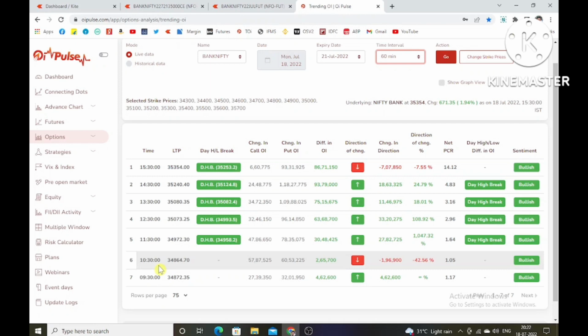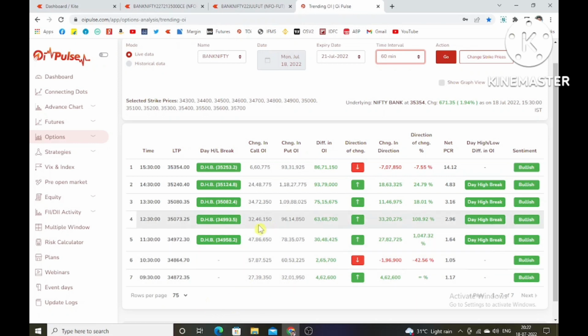So when the difference of call OI and put OI is increasing in a positive way, it means more call sellers are active in this market, more bearish sentiment is active, and when the put OI is more than call OI, market sentiment is bullish. So the trending OI is basically the difference of change in put OI minus change in call OI.